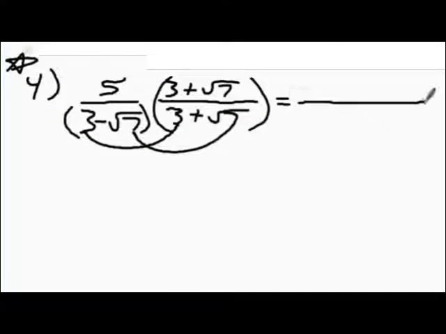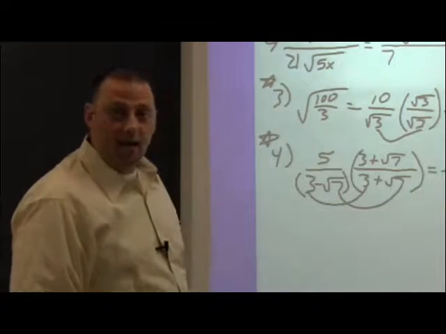So let's take a look at what you got. You got 3 times 3, that's 9. You got a negative radical 7 times a positive radical 7, that's a minus. A negative times a positive is a negative. Radical 7 times radical 7 is 7. Notice no more radical in the bottom.